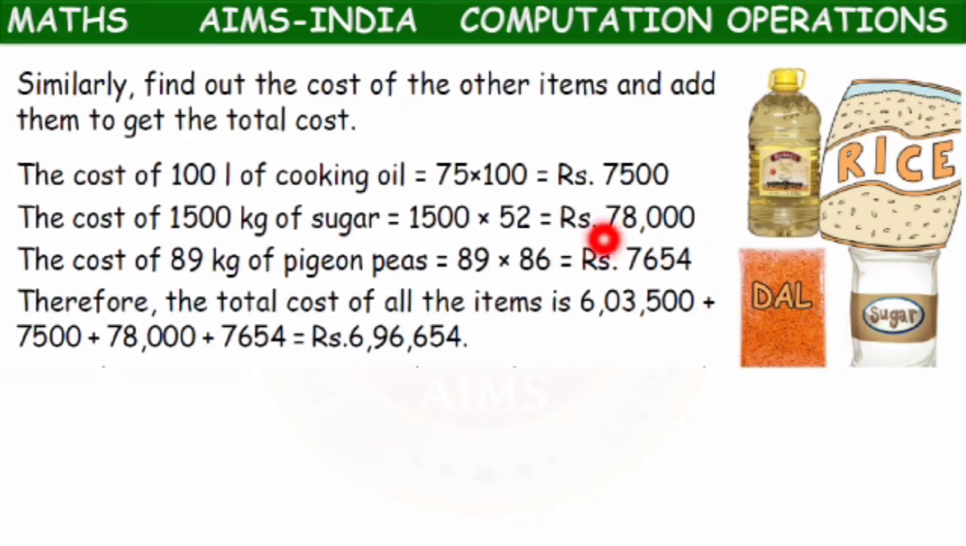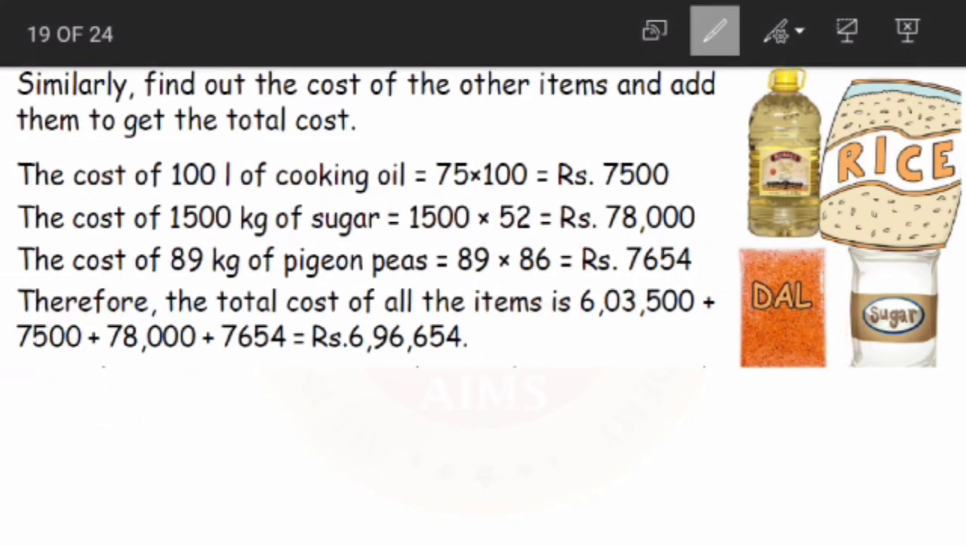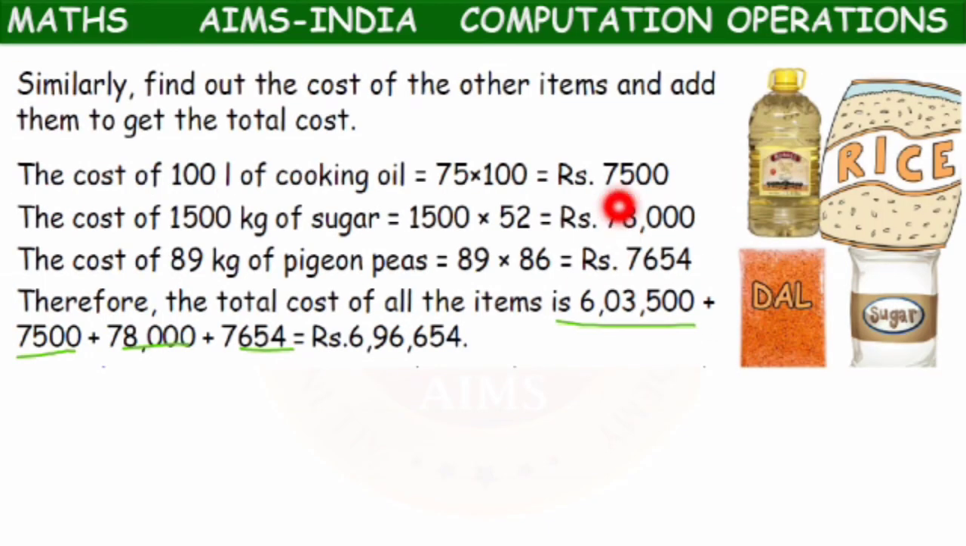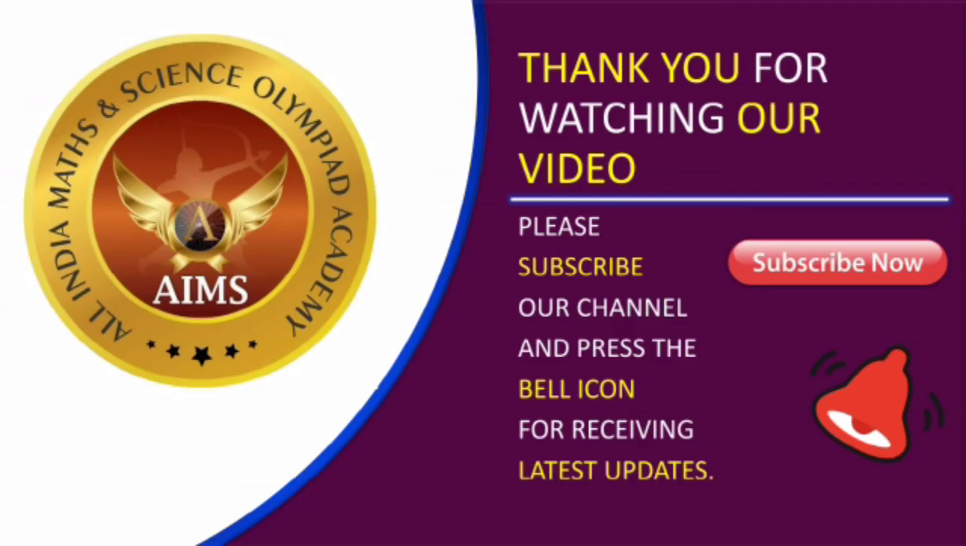Now we need to find out the total cost. Yes, what is the total cost? Add the cost of all items. See here, 6,03,500 plus 7,500 plus 78,000 plus 7,654. Clear children? Now when you add all of these, you will get the total cost of all the items. Okay? We all know how to do addition and multiplication, right? So I am not showing it again. I am just explaining here how to do this kind of problems.